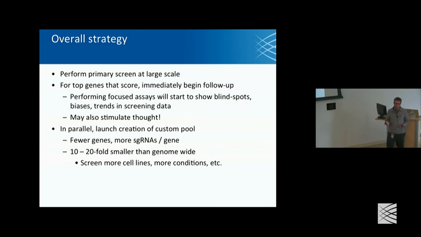Just by actually doing some of these focused assays, that often tends to stimulate thoughts about what additional follow-up assays would be. It's a way of forcing yourself to engage with telling the story earlier on in the project and saying, well, okay, what do I care about these genes? But then in parallel, launch the creation of a custom pool. So again, target far fewer genes, but more guide RNAs per gene, so you have more statistical significance. But since it's going to be a much smaller library, you can then take that secondary pool and screen it in more cell lines, screen it in more conditions, maybe even think about doing an in vivo screen if you had done an in vitro screen previously.